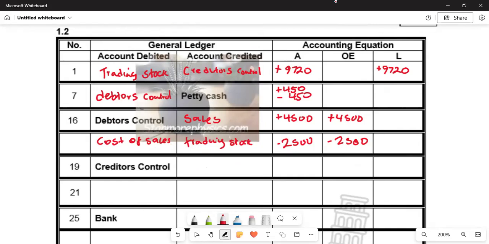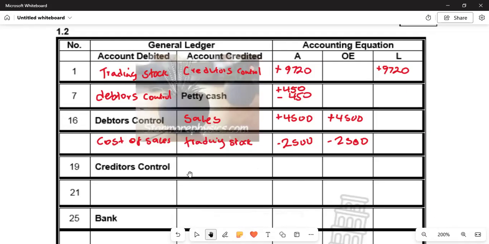It is minus 2.5 because this is going to affect our cash, because it's going to cost us 2.5 to sell our stock. So that is going to reduce our cash, which falls under the assets. Also, our owner's equity is going to be affected, whereby it is going to decrease by 2.5. So hope we are together.